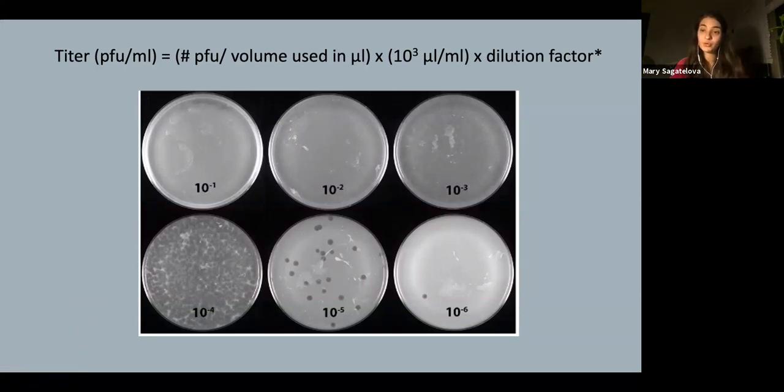This week, our goal with our serial dilution is to produce a countable number of plaques on a plate. Our goal is 20 to 200. If it's under 20, our titer calculation is a little bit inaccurate. If it's over 200, it gets a little bit difficult to count. And in that case, you run into this human error situation where you're counting them wrong, so your titer calculation is wrong because of human error.